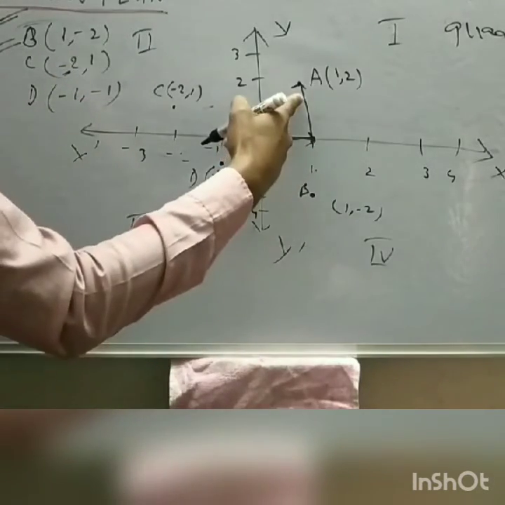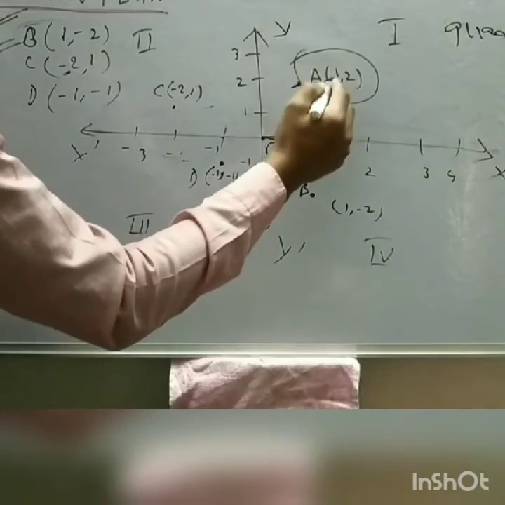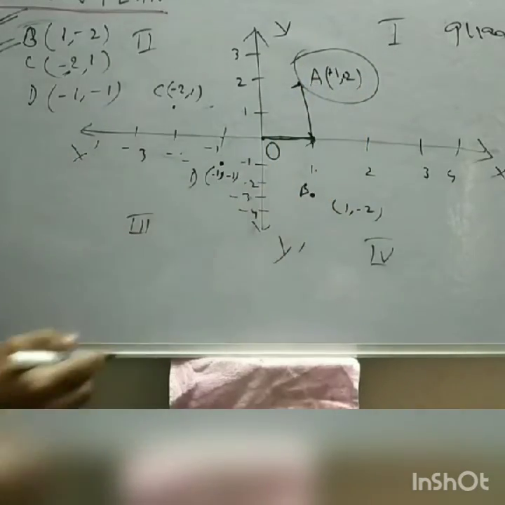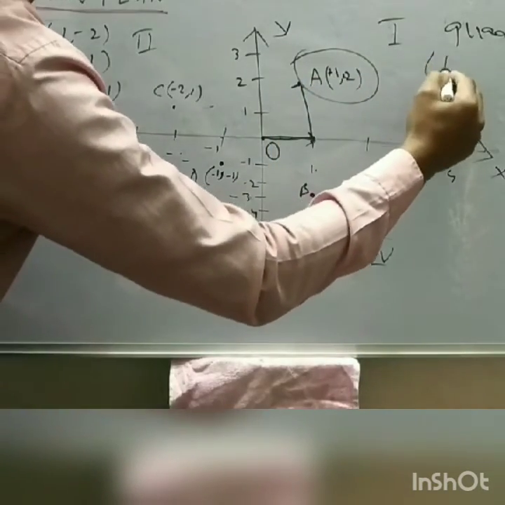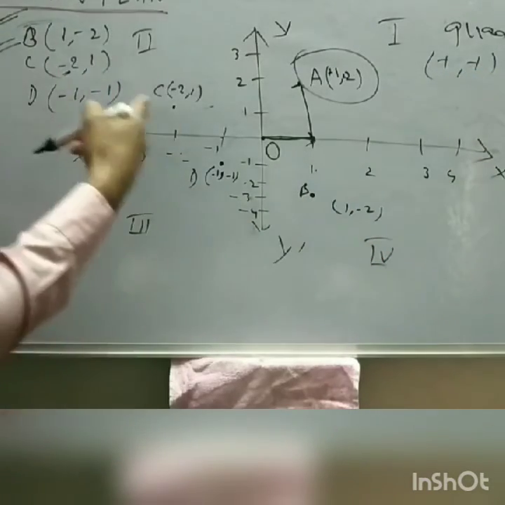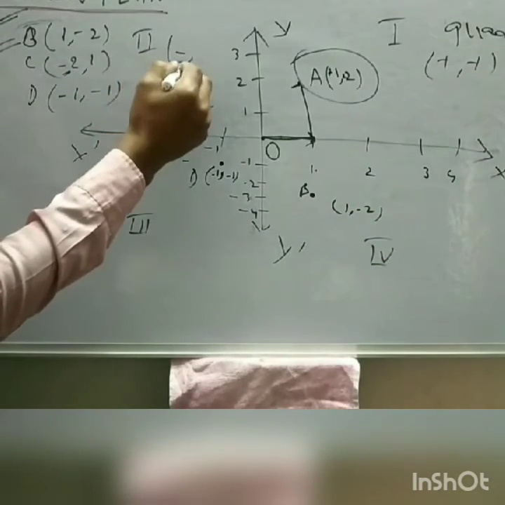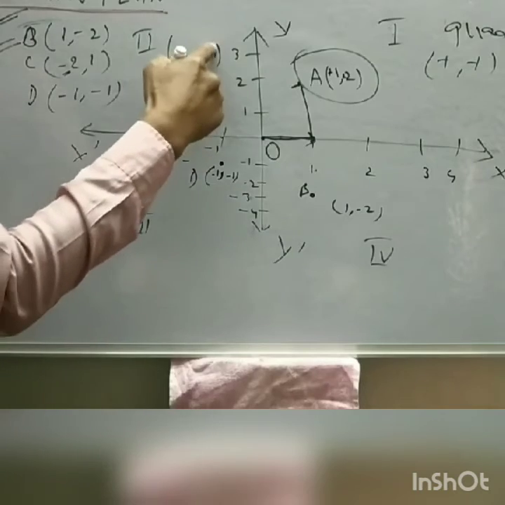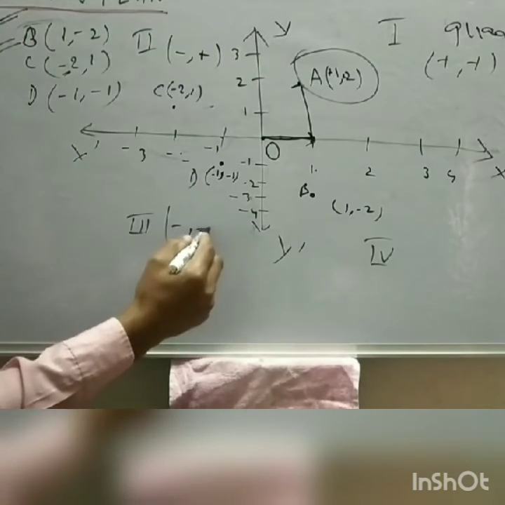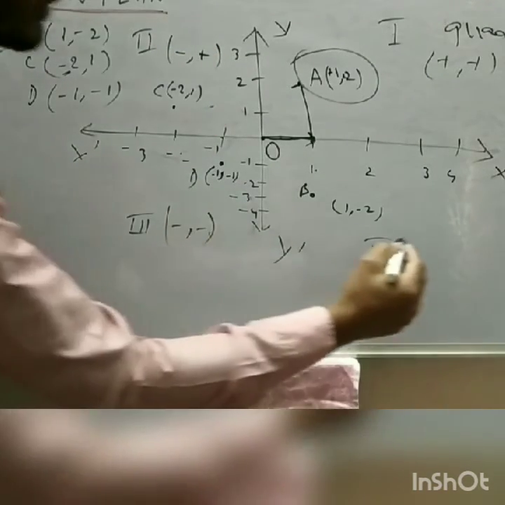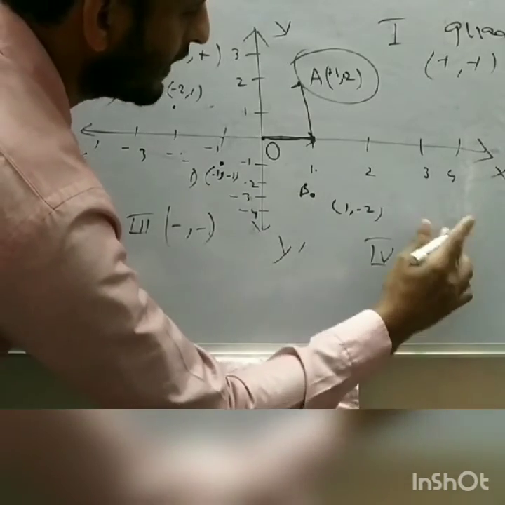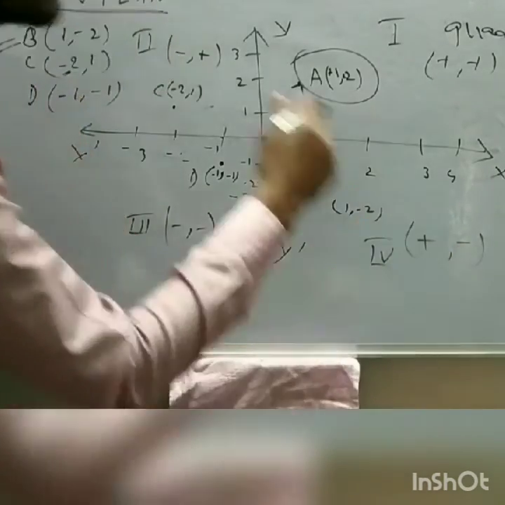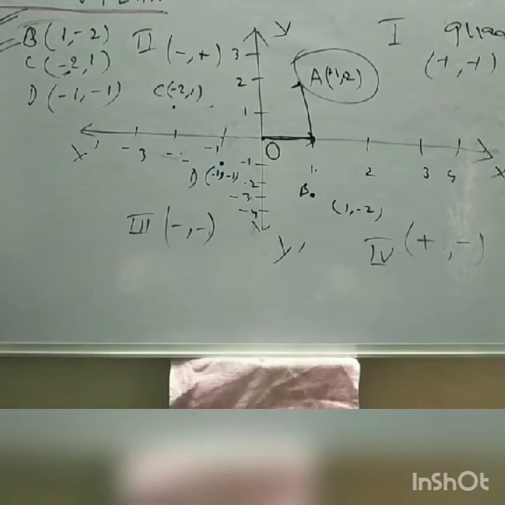So the coordinates for the first quadrant are (1, 1), that means positive 1, positive 2. So the sign of the first quadrant will be positive, positive. The sign of the second quadrant will be negative, positive. The third quadrant will be negative, negative. And the fourth quadrant will be positive, then negative. So these are the important parts of the Cartesian plane.